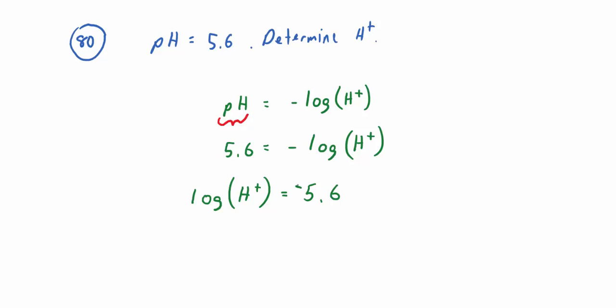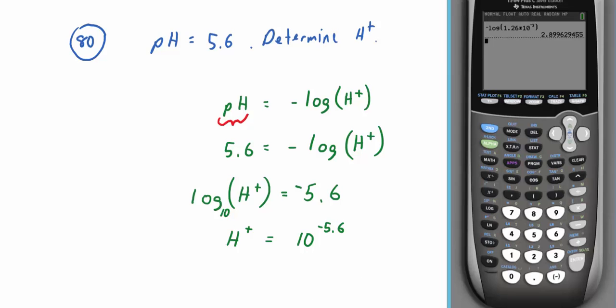Now, can we convert this to exponential form? What is the base of this logarithm? 10. So can you convert that for me? What do you get? Oh, careful. H+ equals 10 to the negative 5.6. The base of the logarithm, the subscript in the logarithm, is the base of the exponent, and the exponent's all by itself. And so you're not going to write the answer that way.